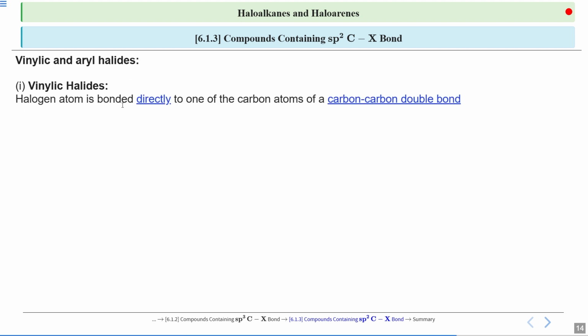In this, the halogen atom is bonded directly to one of the carbon atoms of a carbon-carbon double bond. Basically, the halogen atom is directly bonded to an sp2 hybridized carbon atom. So this is considered a vinylic halide. That means the halogen atom is bonded with the sp2 carbon atom, and that carbon atom is double bonded with another carbon.